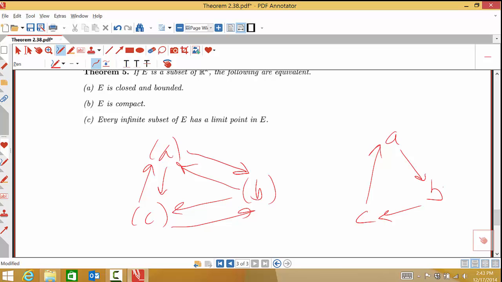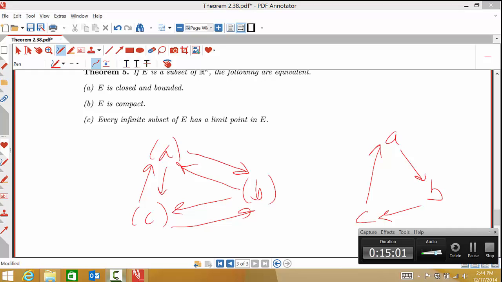Now, the proof in the book is very nicely done, so I'm going to say that would be a good thing to read through.